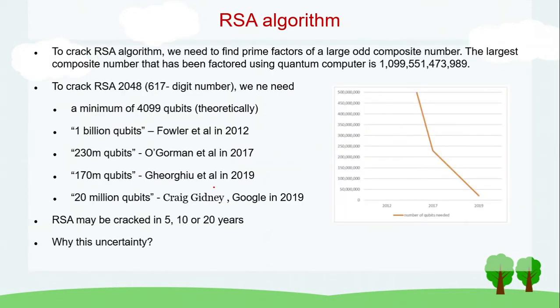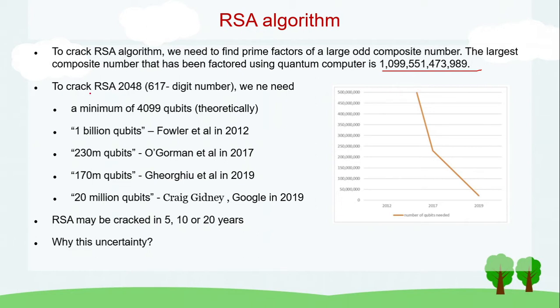So we'll try to understand what is the reality with respect to RSA algorithm. Okay. We all know that to crack RSA algorithm, we need to find prime factors of a large composite number. And till date, the largest composite number that has been factored using quantum computer is this number. It's a 13-digit number. Okay, it was done by Zapata along with IBM.